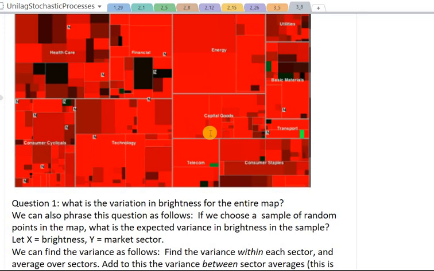Now you know how to define variance of a sample. It's the expected value of the brightness squared minus the square of the expected value of the brightness. So you can see there's quite a bit of variance in brightness. So how would you compute this based on the data that we have in this map? Well, let's use the same x and y, and we're wanting the variance of x over the entire market. Now, within each sector, there's going to be a variance, right?